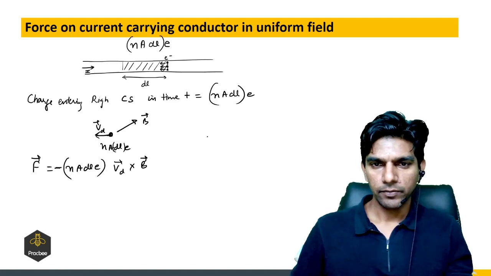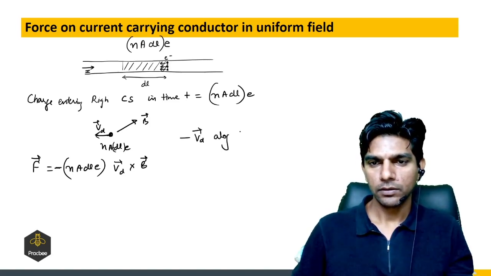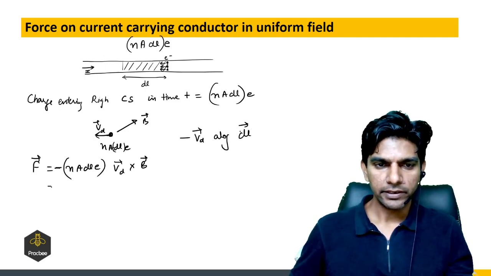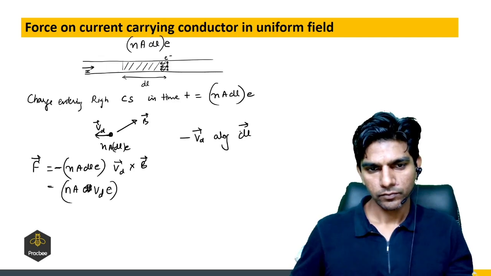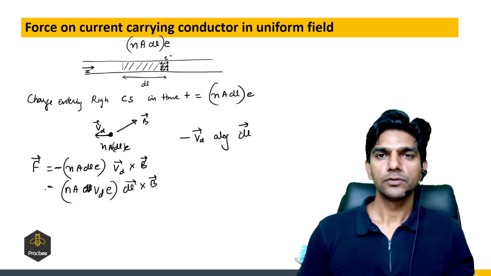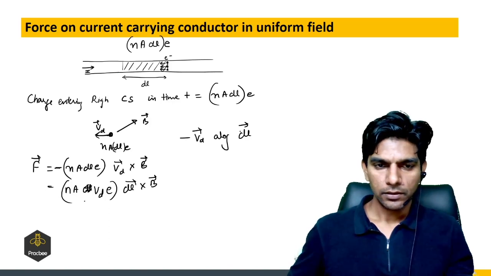So I can say minus VD is along DL, right? So I can write this like this. So N A VD times E will be DL cross B. Can you see? So I can write it like this.